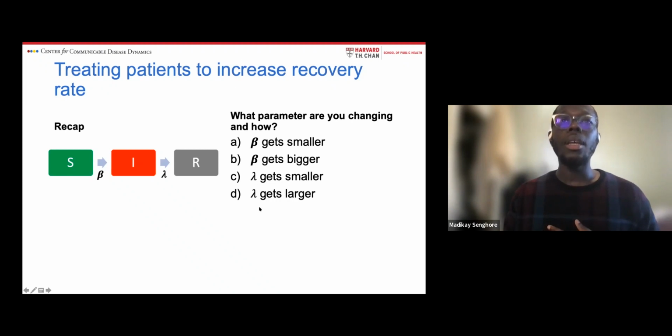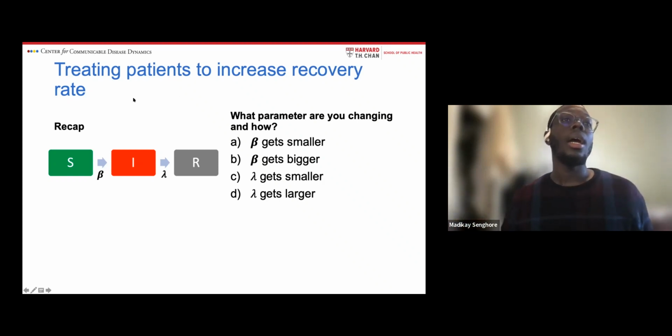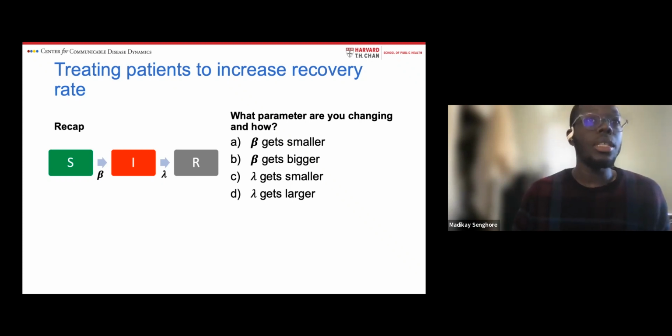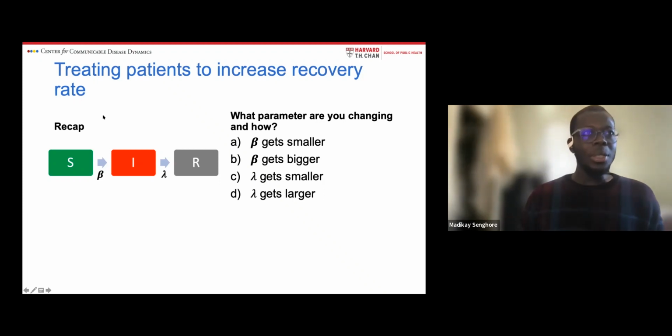If at a population level, you introduce treatment for patients who are infected that reduces the recovery time, what parameter in your model are you changing? And how are you changing it? So I've just launched the poll. I'll give you 2 minutes to think about this one because it might be a little bit more tricky. So think about it and let me know what you think.